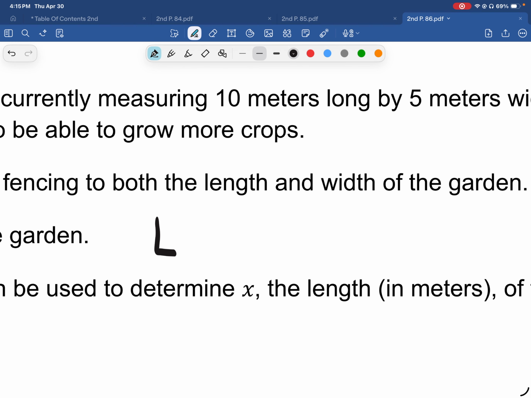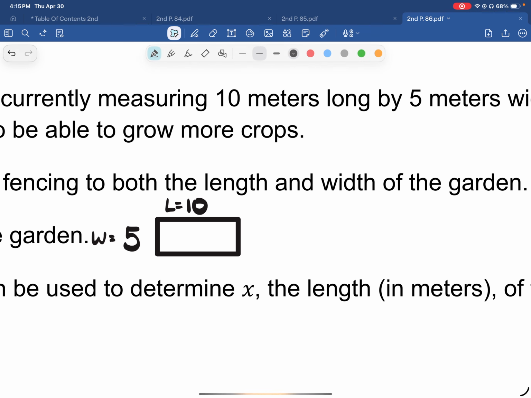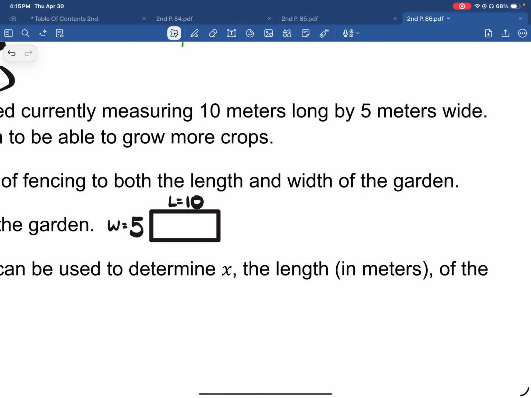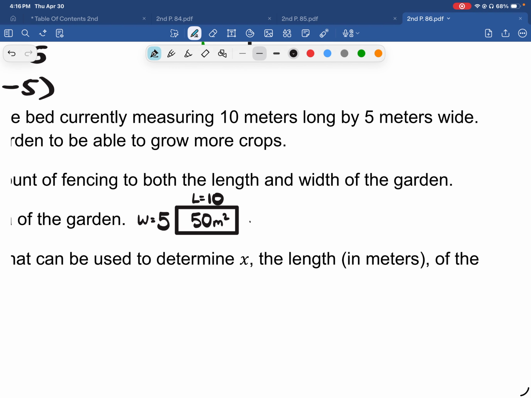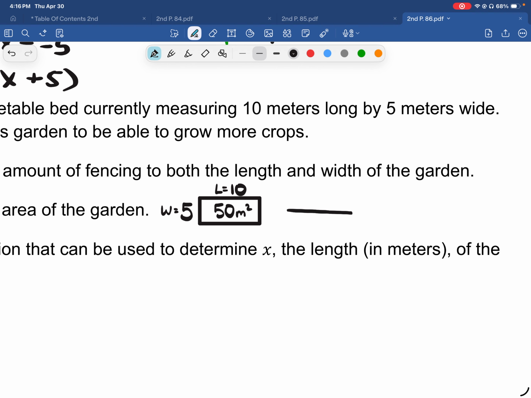I'm going to draw that here. That is 10 meters long by 5 meters wide. And I think it's important to note that 10 is the length and 5 is the width. Now, because it is a 10 by 5 garden, the area is 50 square meters. Now he is going to enlarge the garden so that it's triple the area.